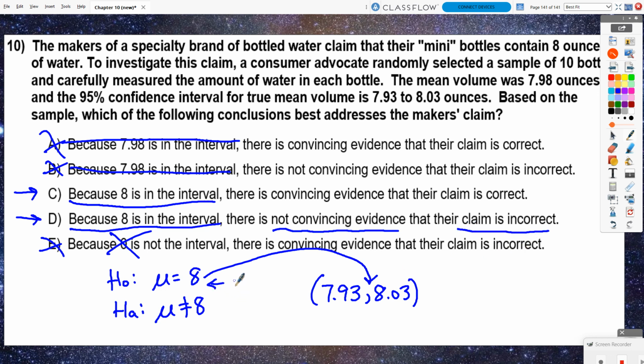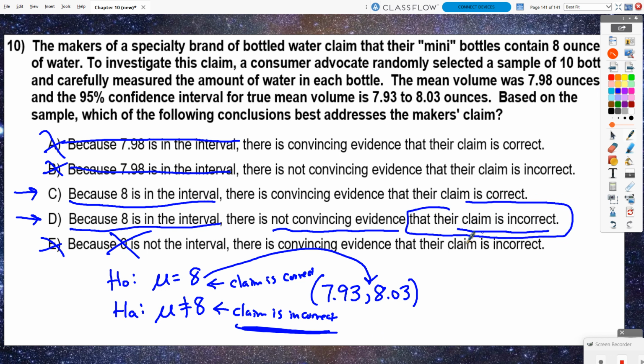Mu equals 8 is basically saying the claim is correct, and the alternate hypothesis, mu is not 8, would be saying that the claim is incorrect. And remember, we're always trying to conclude in the end that the alternate hypothesis is what we're trying to go for. So it makes sense when they say that the claim is incorrect. Well, that's the alternate. Do we have enough evidence to go with the alternate hypothesis? And we said, no, we do not have enough evidence to support the alternate hypothesis. Why? Because 8, the null hypothesis, is contained in our confidence interval. And that is all.